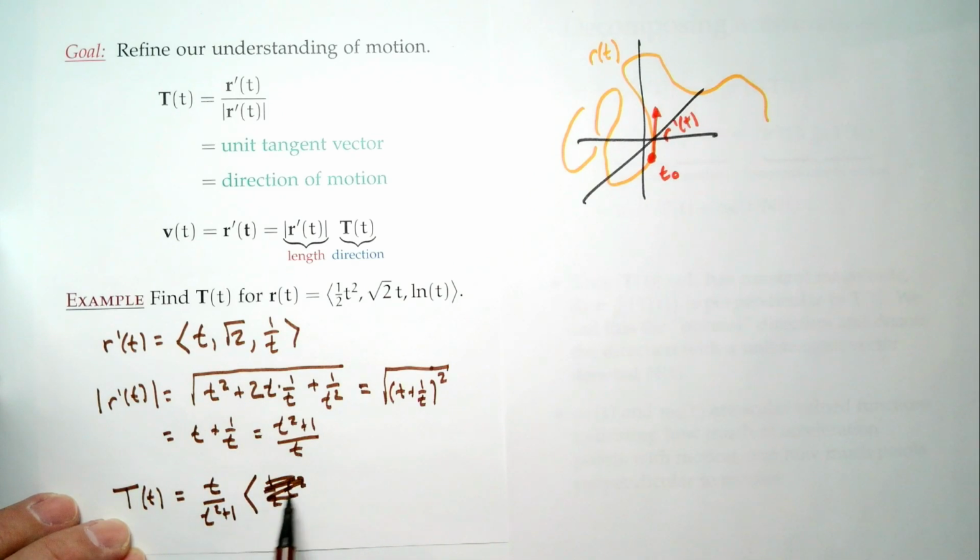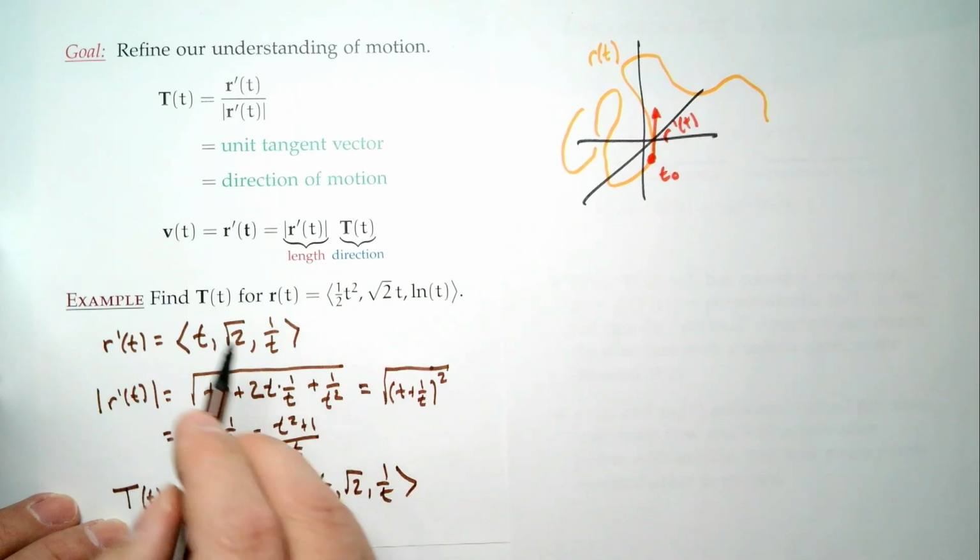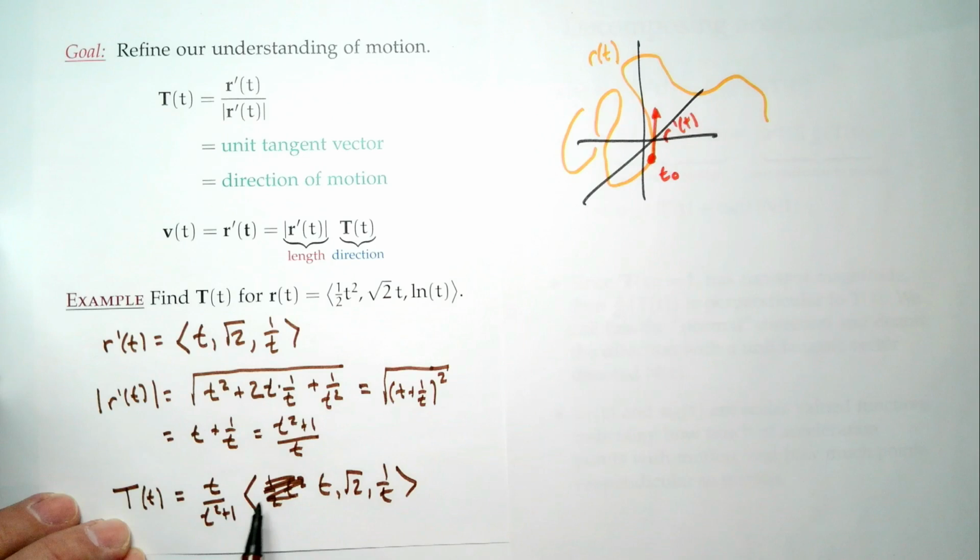Oh, whoops. That's t root 2, 1 over t. I accidentally was copying r, no, r prime. And there you go. That's it. You can multiply it in, but you don't need to. There you go. Unit tangent vector.